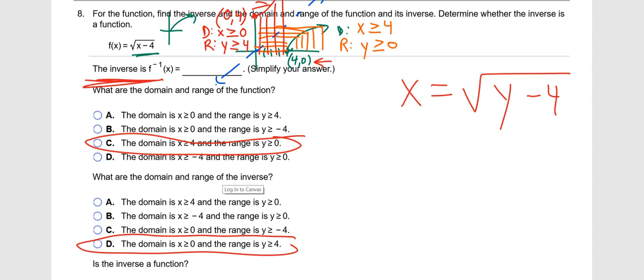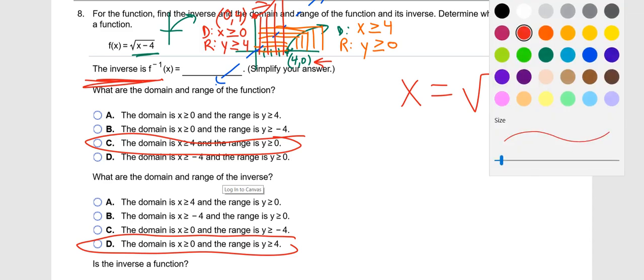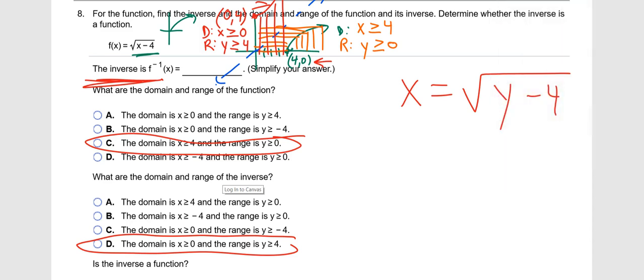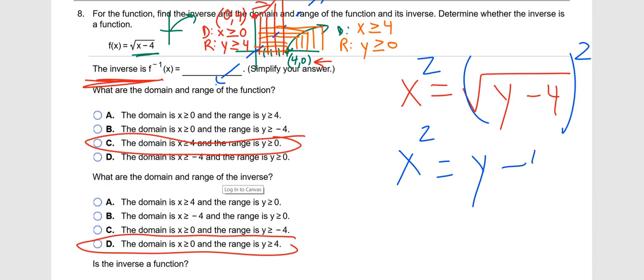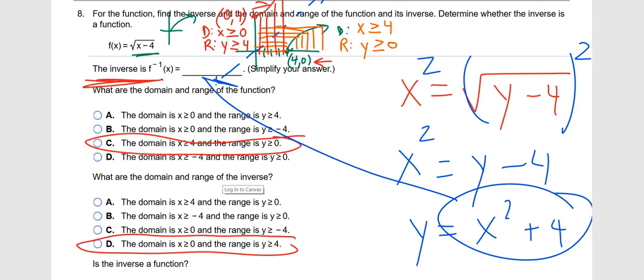You have to get rid of the square root first before you add the 4. Okay? We got to get rid of the square root first. What are we going to do to both sides? Square it, right, exactly. You were right. Okay, now what? Add 4, okay. All of you would have gotten that, I'm sure. Right? Switch x and y, solve for y.